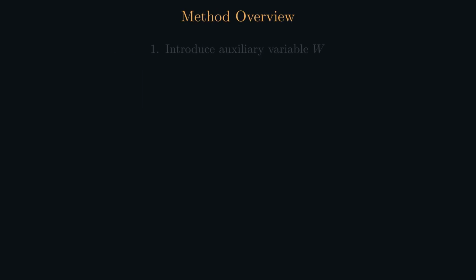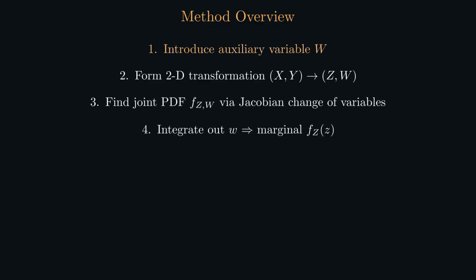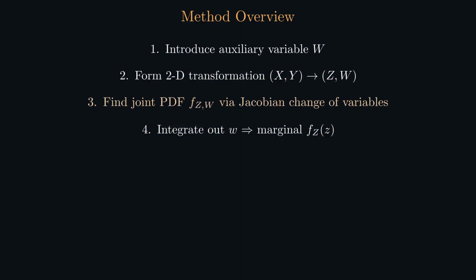We use the auxiliary variable method with a Jacobian change of variables. Introduce a second variable w. Form a two-dimensional transformation from x, y to z, w. Find the joint density via the Jacobian. Then integrate out w for the marginal.